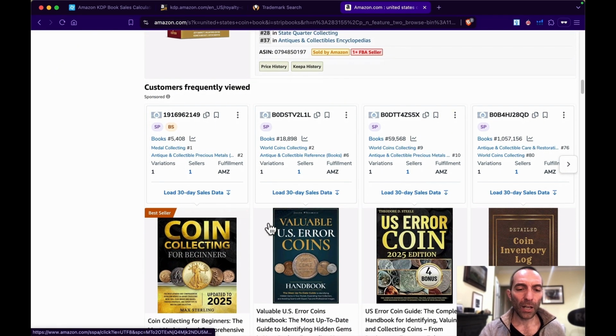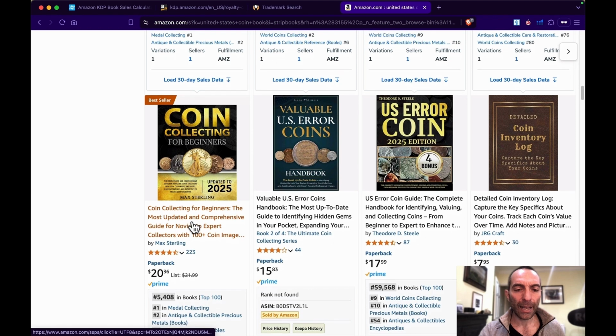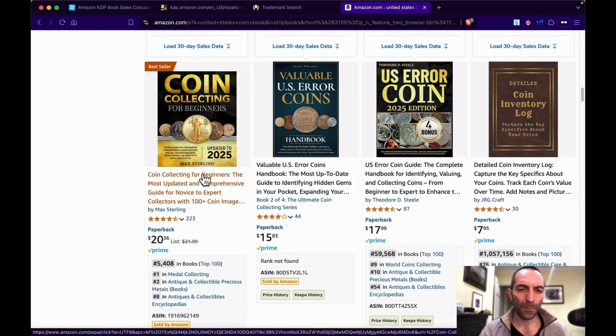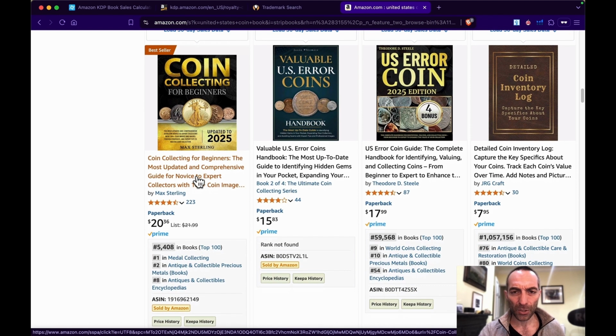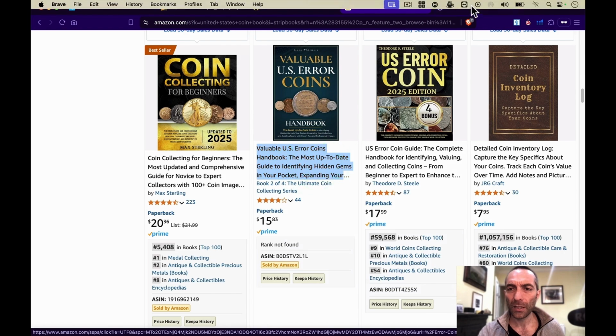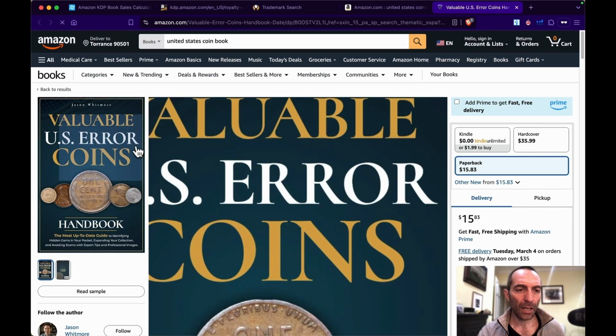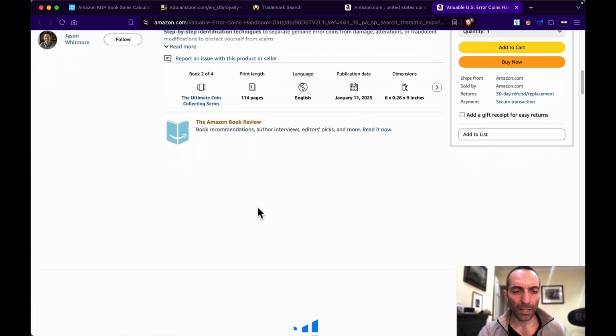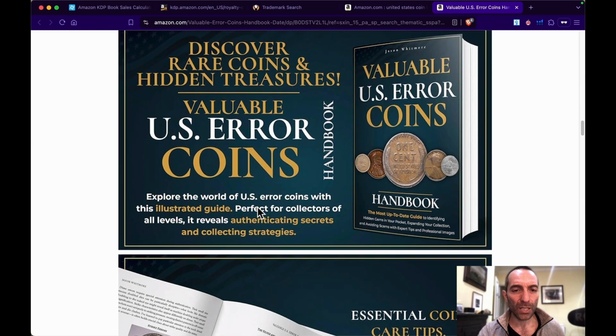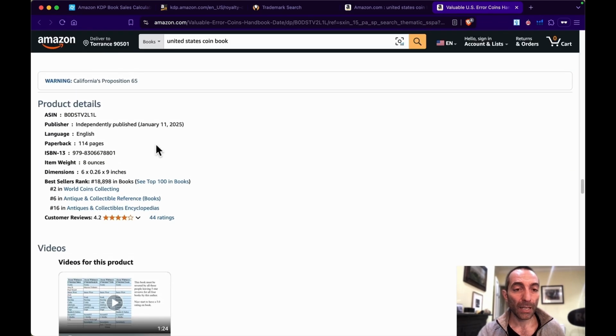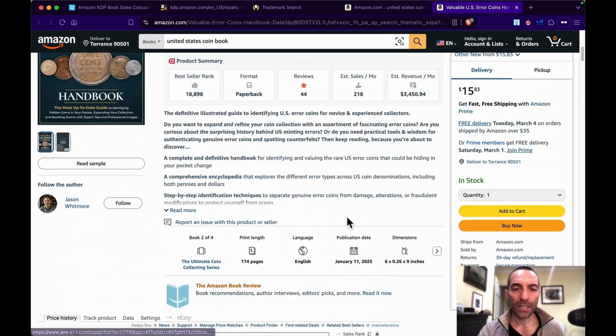Now, coin collecting for beginners, this one looks like a self-publisher, but I'm pretty sure it might not be a self-publisher actually. Valuable error coins, this one looks like a self-publisher, although the keyword is a little bit different. I did a video on this error coins, and that one was definitely profitable.